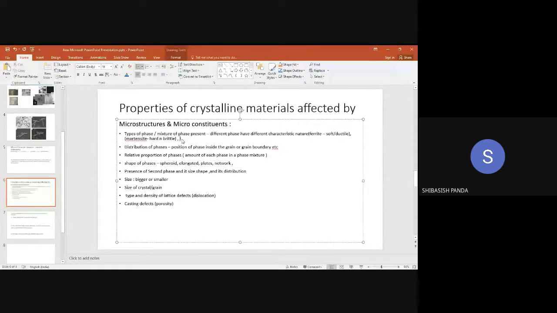As an example, suppose I have tempered martensite. What is the advantage of tempered martensite? It has good toughness, because tempered martensite is somewhat ductile compared to the original parent martensite. Good toughness.